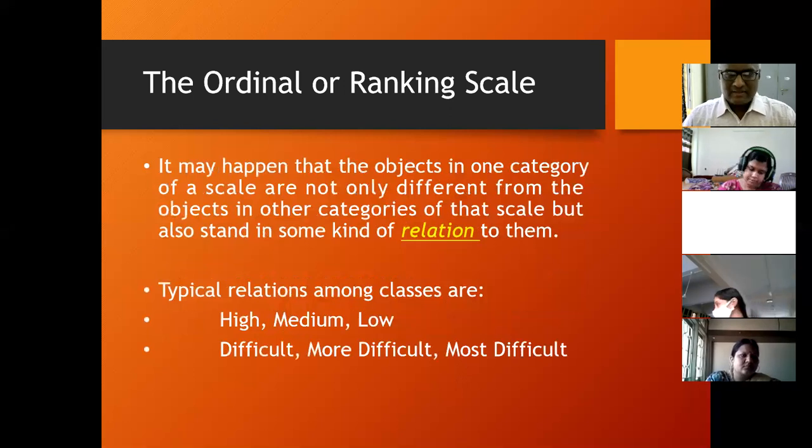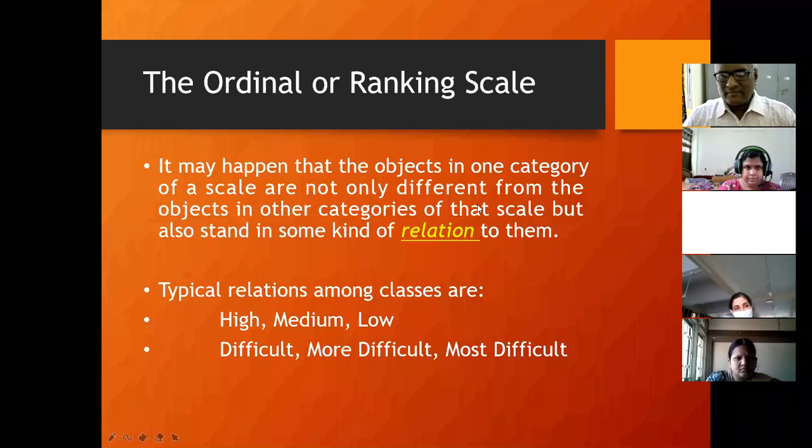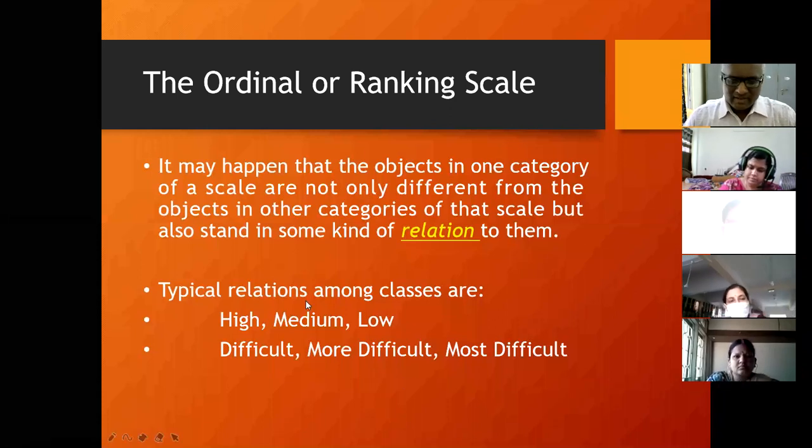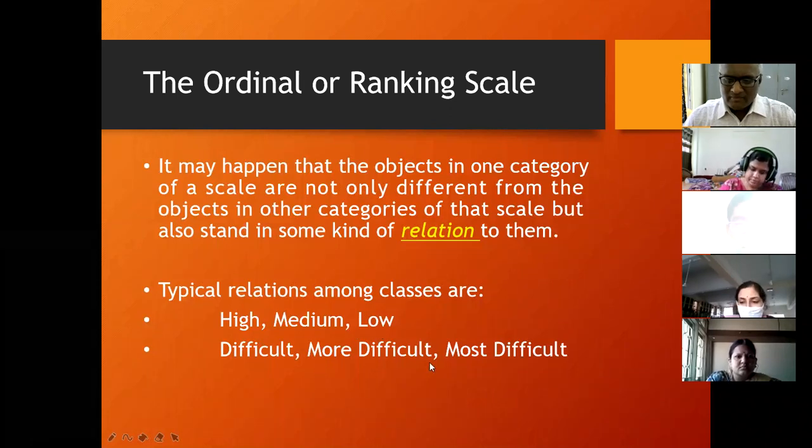The second scale of measurement is the ordinal or ranking scale. It may happen that the objects in one category of a scale are not only different from the objects in another category of the scale, but we also establish some relation between them. What is the relationship you see? For example, high, medium and low. Difficult, more difficult and most difficult. Suppose our students write an examination. After the examination, you ask a question: how was the exam?